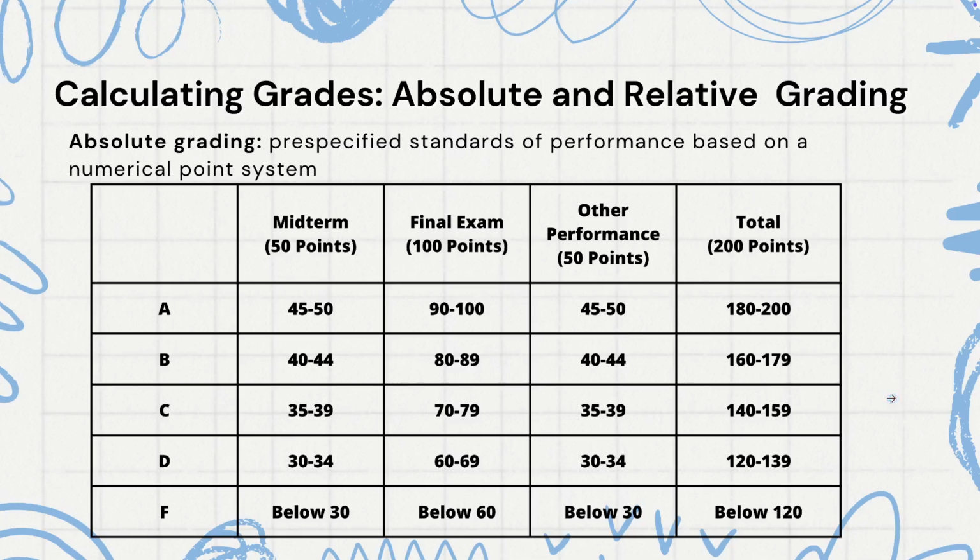Okay, so now we're going to look at different types of grading, and we're going to look at two right now, absolute and relative grading. These are different ways to actually give your students a final grade. So absolute grading, these are pre-specified standards of performance based on a numerical point system.